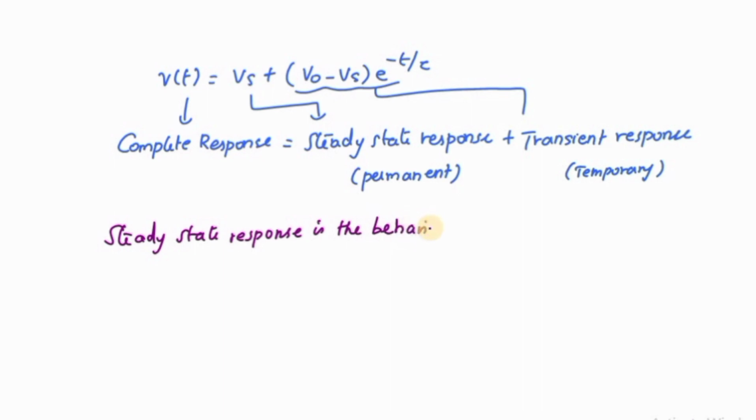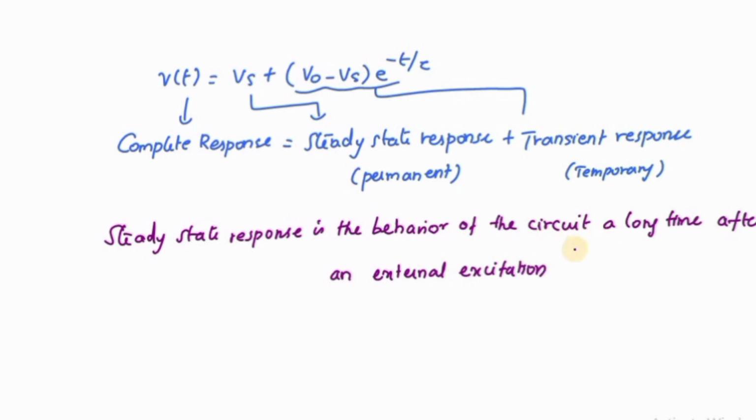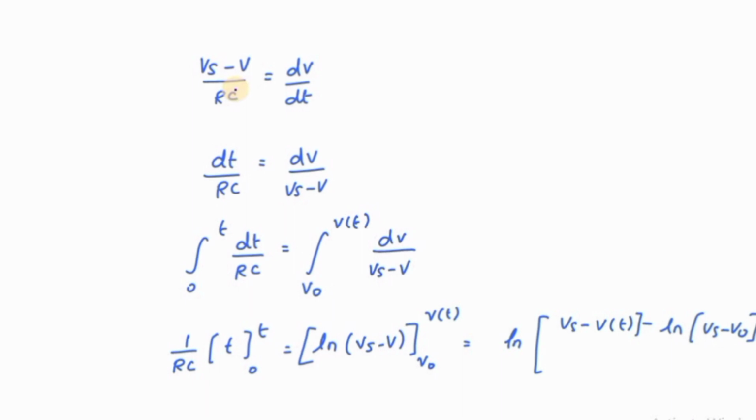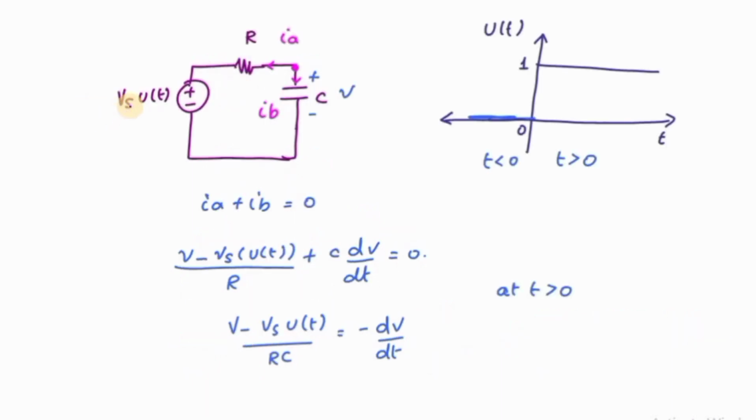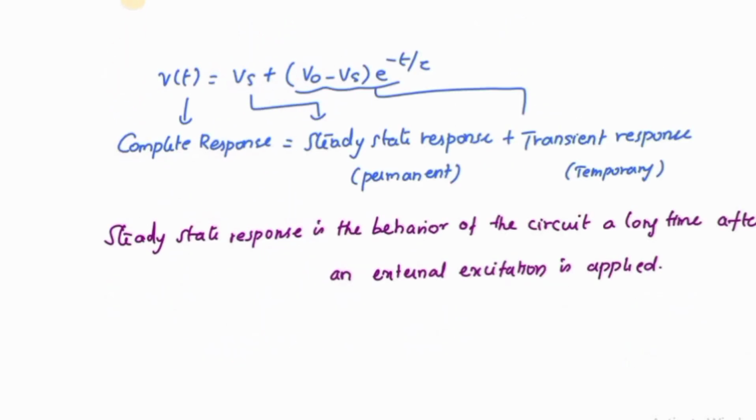So the steady state response is the behavior of the circuit that has been for a long time, right? After the excitation, that is input Vs, right? After an external excitation is applied. Okay, so here you can see Vs is my excitation. Okay, so what is next? It's the transient response, which I have already discussed.